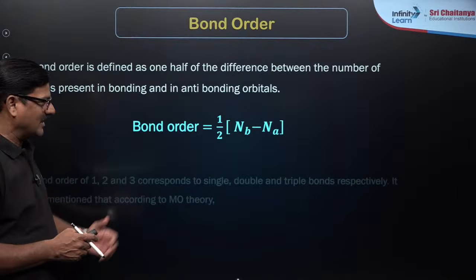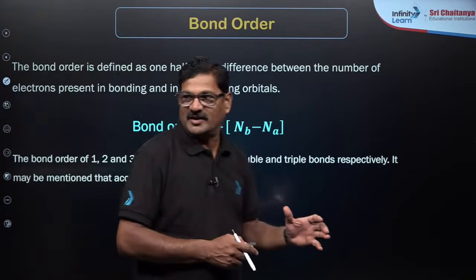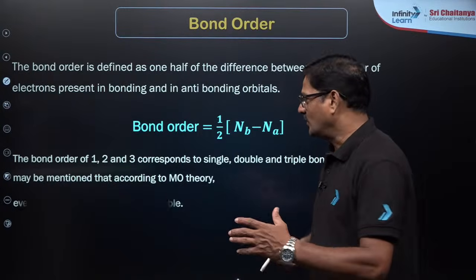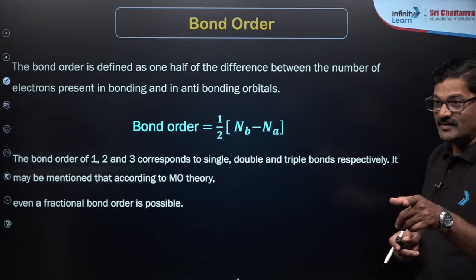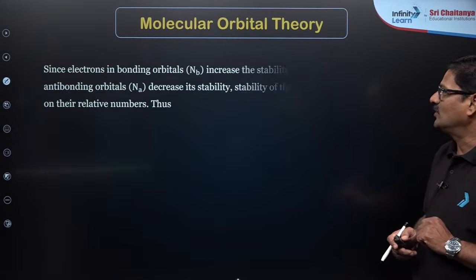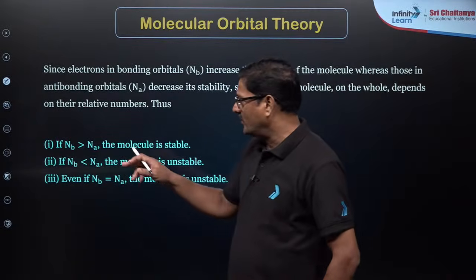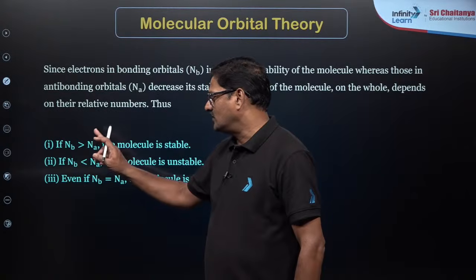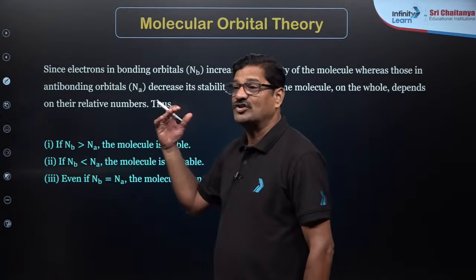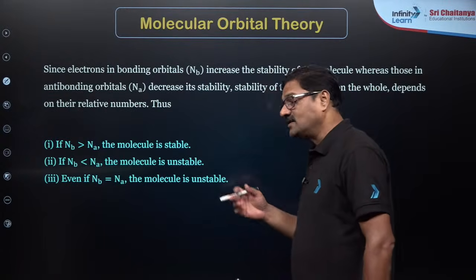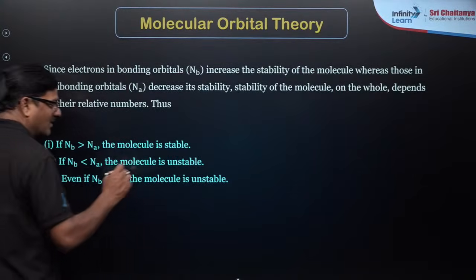Okay, moving ahead, this bond order tells us the stability of the molecule, and you can see here it can be 0, 1, 2, 3 or can be fractional. If the number of bonding electrons is greater than anti-bonding electrons, the molecule is going to be stable. If anti-bonding electrons are equal or greater, it is going to be unstable.